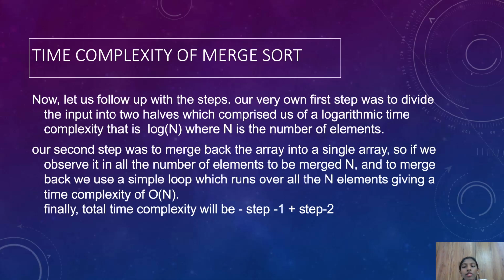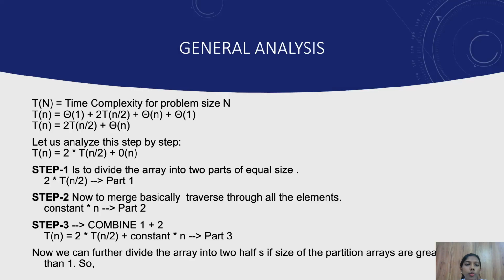Our very own first step was to divide the input into two halves, which takes logarithmic time complexity, that is log n, where n is the number of elements. Our second step was to merge back the array into a single array. So if we observe, all the n elements are to be merged. To merge back, we use a simple loop which runs over all the n elements, giving the time complexity of omega n. Finally, the total time complexity will be step 1 plus step 2.